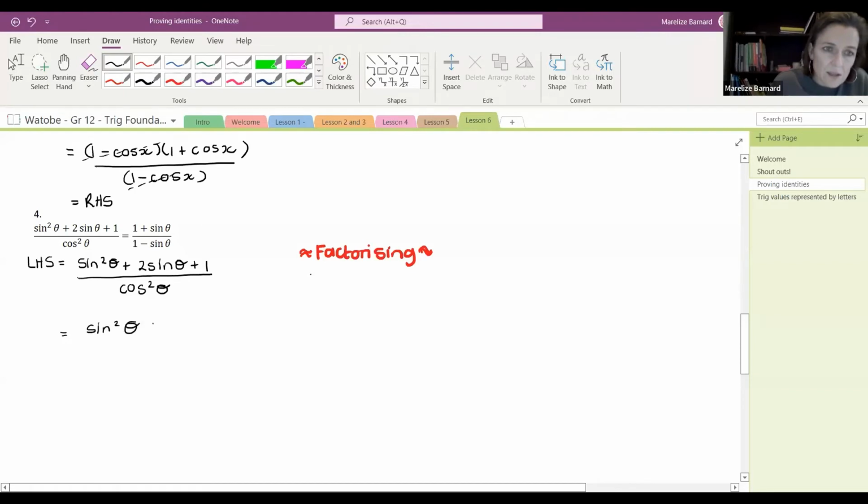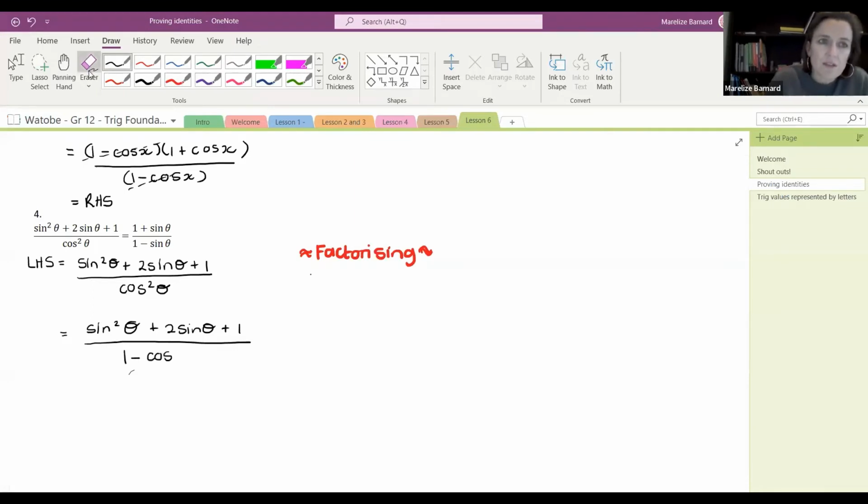Sine squared theta plus 2 sine theta plus 1, over 1 minus sine squared theta. Sometimes with these identities, maybe you thought, let me change the sine squared to 1 minus cos squared. Sometimes you do something and it doesn't work. Then just try something else. Play around with it and see what can work to get you to the answer.